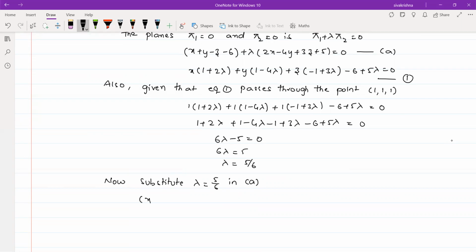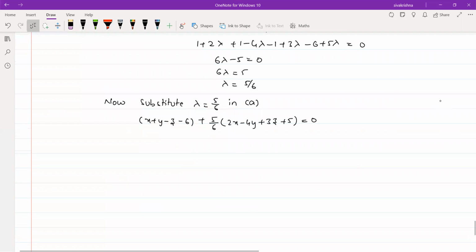So then we get x plus y minus z minus 6 plus lambda. So in place of lambda we have to write 5 by 6 into 2x minus 4y plus 3z plus 5 is equal to 0. Okay, so in the next step we get x plus y minus z minus 6. I am taking this positive term to the right side so that it becomes negative. It means we get minus 5 by 6 into 2x minus 4y plus 3z plus 5.